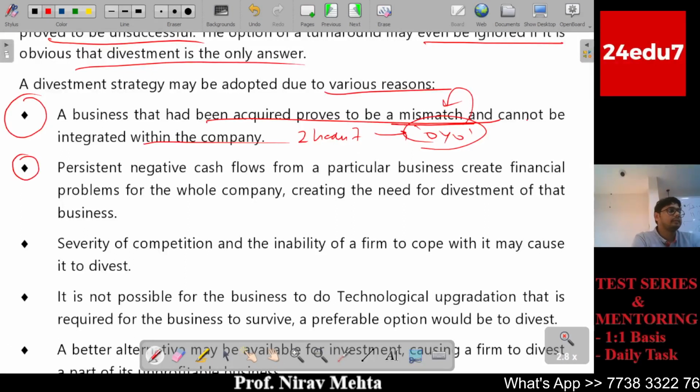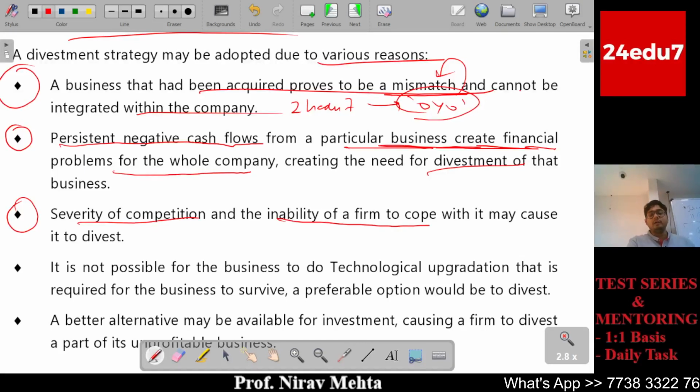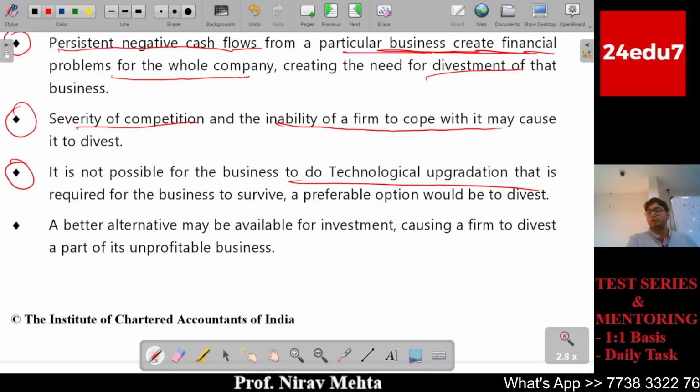Next, what is the next? Persistent negative cash flow from a particular business creates financial problems for the firm. Better to divest. OYO. Are they correct? See here, third: there is a lot of competition, but an inability of the firm to cope with it. Not possible to do technology upgradation. Correct? A better alternative is available, causing the firm to divest. Correct.